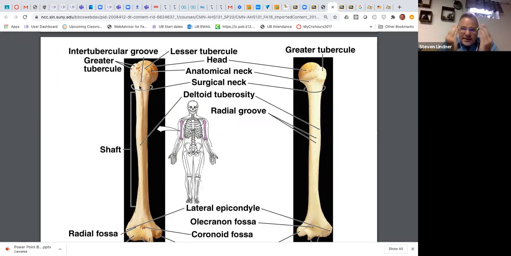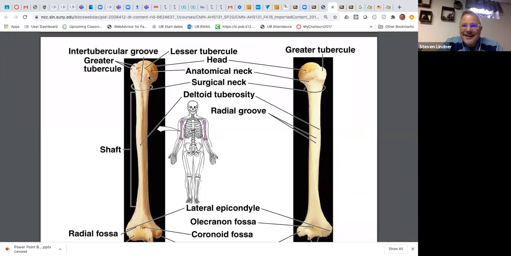This groove that separates these two bony landmarks, greater tubercle and lesser tubercle, is called the intertubercular groove, aka bicipital groove. They're interchangeable. I personally like bicipital groove because from a functional standpoint, it tells us that the biceps tendon is going to travel through there. You can call it intertubercular groove just as well from a structural perspective because inter means between, so intertubercular is between the two tubercles. So I'm okay with either.